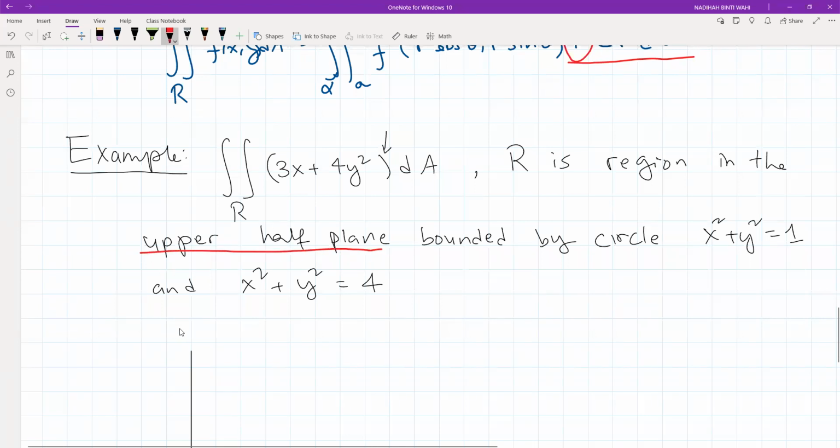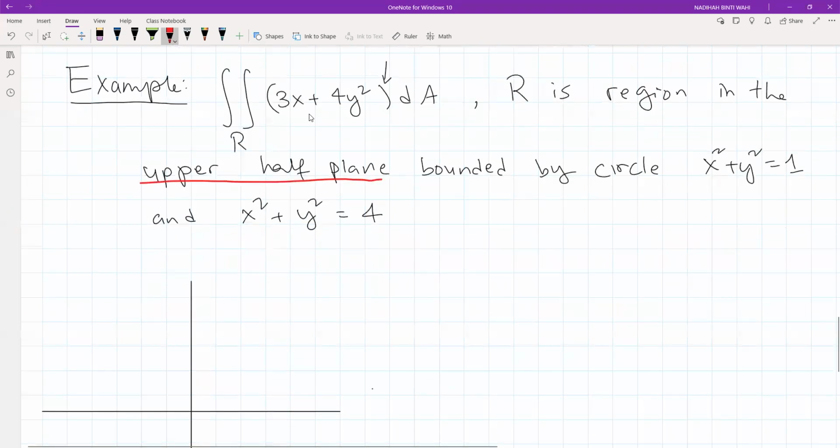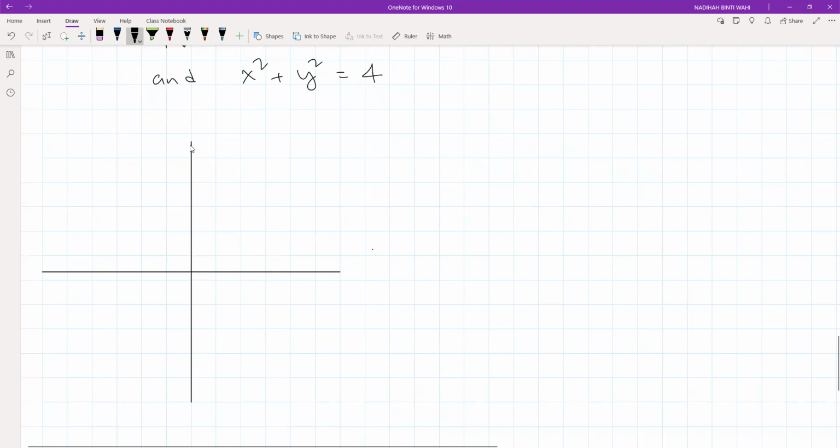upper half plane. Okay, upper half plane tu maksudnya apa? Kalau saya tengok kat sini, XY plane, upper half plane of XY. Okay, so maksudnya kalau kita tengok dekat sini, XY, this is Y, and then this is X. Upper half plane dia bahagian yang Y is bigger than 0, this line. Belah atas.